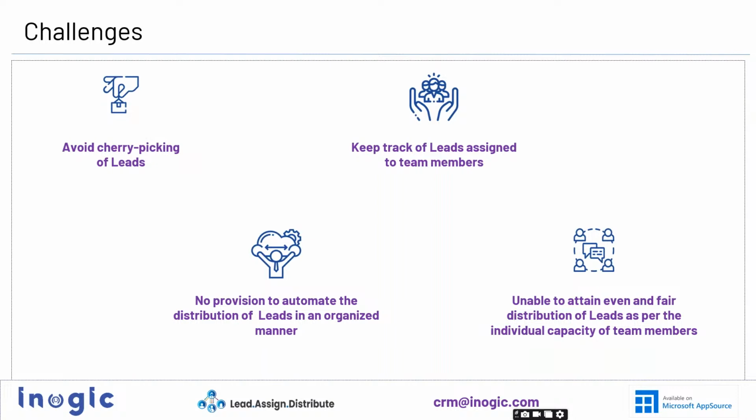Further, in native CRM, there is no provision to distribute leads in an organized manner. Even the distribution of the leads cannot take place fairly, which means the record or the lead cannot be assigned to the team members based on their available capacity. Now let's see how the lead assignment and distribution automation can overcome these challenges.